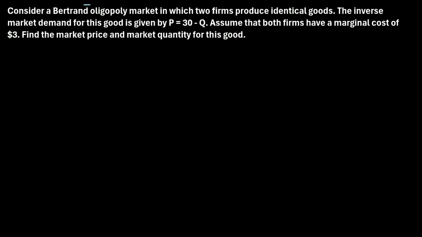So in a Bertrand oligopoly, two firms will choose their prices simultaneously. And in this particular case, we're told that the two firms produce identical goods. Because they produce identical goods, consumers will be indifferent to which firm they actually buy from. In fact, they will only want to buy from the firm that has the lowest price, since they're considered identical goods.